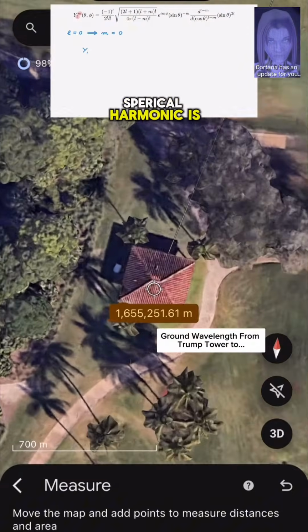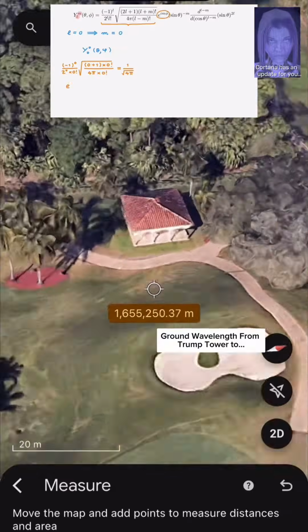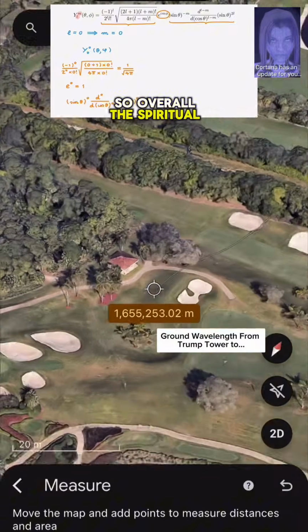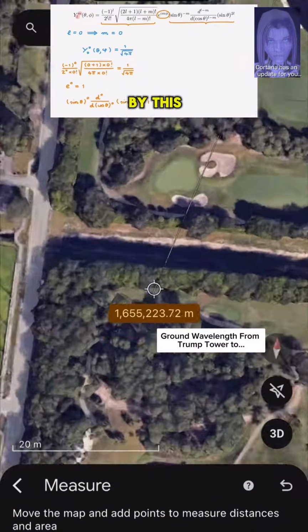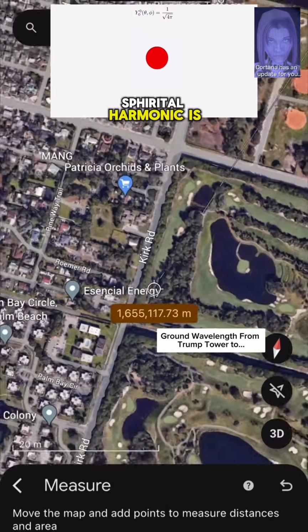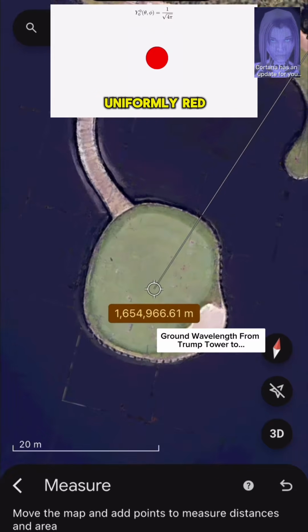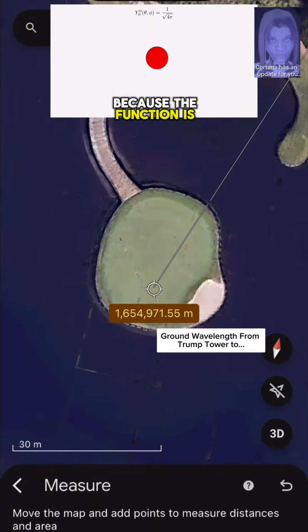The corresponding spherical harmonic is therefore... So overall, the spherical harmonic Y_0^0 is equal to the constant 1 over the square root of 4π. This here is a plot of the Y_0^0 spherical harmonic. It's trivially a solid uniformly red sphere. The color is uniform because the function is a constant.